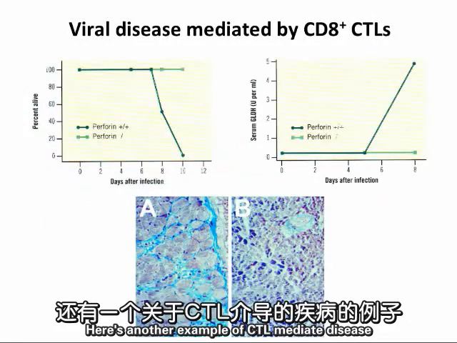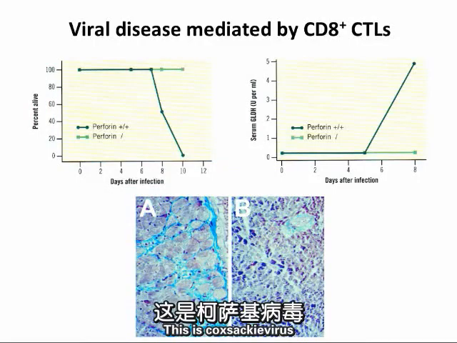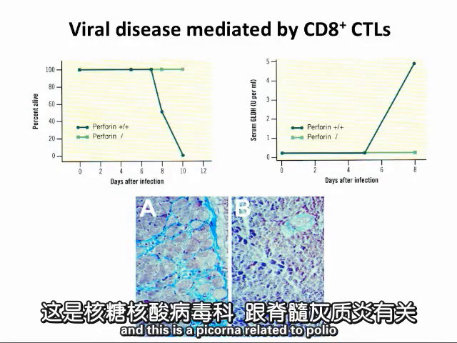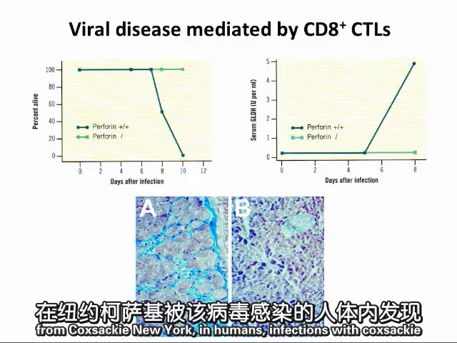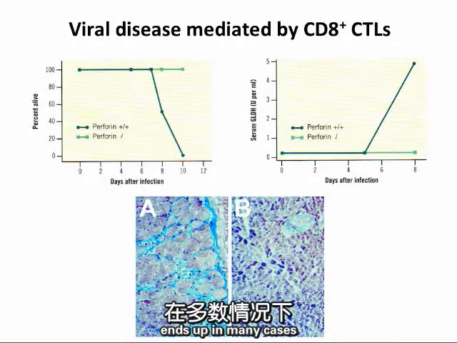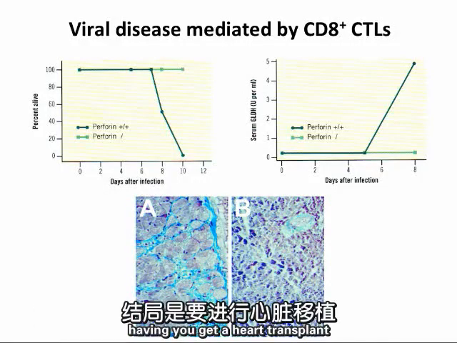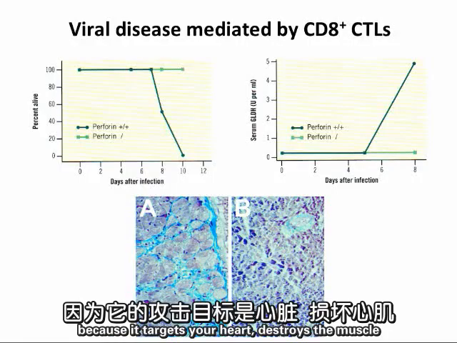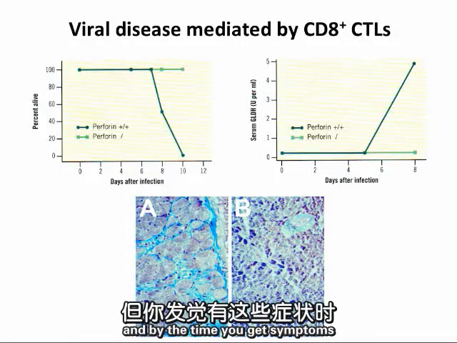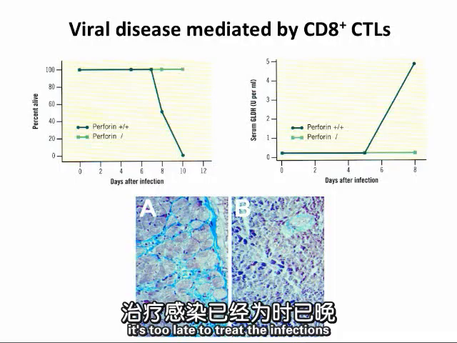Here's another example of CTL-mediated disease. This is Coxsackie virus. This is a picorna related to polio from Coxsackie, New York. In humans, infection with Coxsackie ends up, in many cases, having you get a heart transplant because it targets your heart, destroys the muscle, and by the time you get symptoms, it is too late to treat the infections.